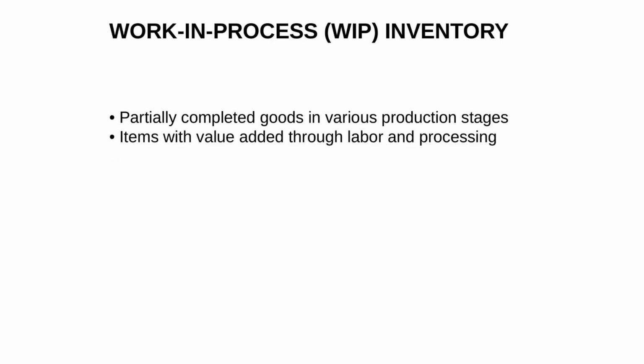Next is work in process, or WIP, inventory. WIP includes partially completed goods that are somewhere in the production process. These items already have value added through labor, processing, and overhead, but they are not ready for sale. WIP is often a sign of flow. Some WIP is necessary, but too much WIP can indicate bottlenecks, inefficient scheduling, or quality issues.